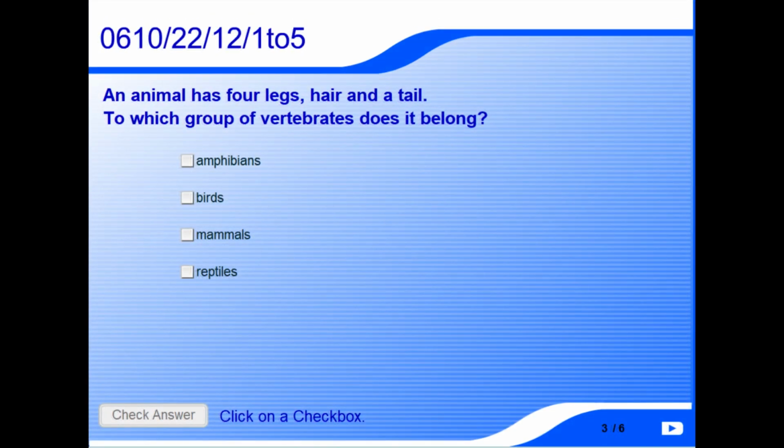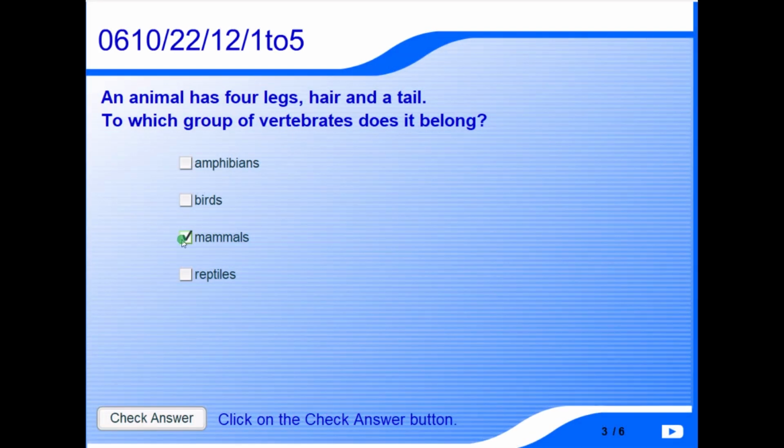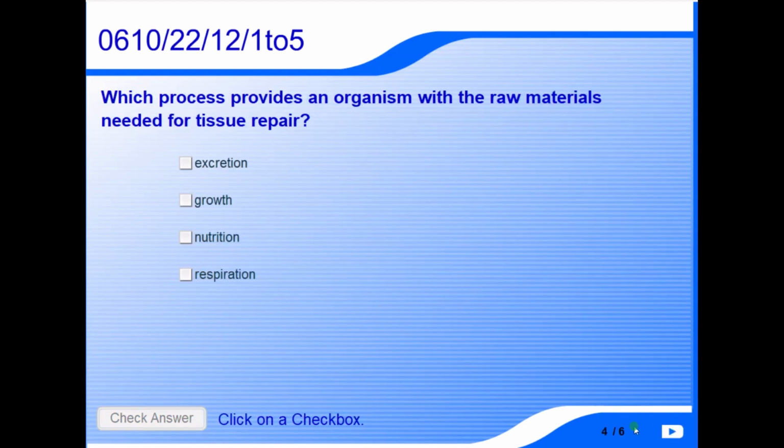The keywords or phrases in the fourth question are legs, hair and tail. This question is asking how we can identify an organism using the given keywords. The hair is present only in mammals. The amphibians, birds and reptiles do not have hair. Hence the correct option for this question is mammals.